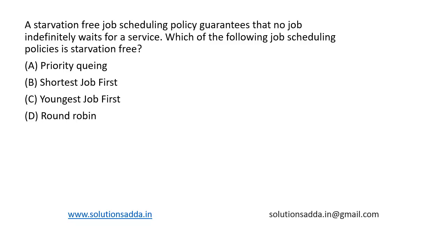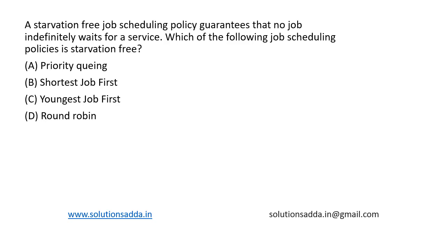This is a question from operating system. A starvation-free job scheduling policy guarantees that no job indefinitely waits for a service. Which of the following job scheduling policy is starvation-free? So the options given are priority queuing, shortest job first, youngest job first, and round robin.